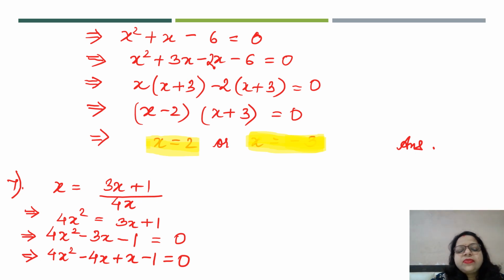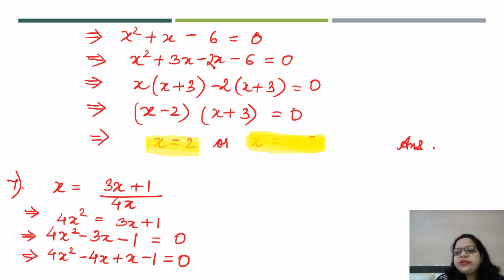4x square. 4x will go to the left hand side, it will become 4x square is equal to 3x plus 1. 4x square minus 3x minus 1 is equal to 0. 4x square minus 4x, how will we get minus 4? Minus 4x plus x minus 1 is equal to 0.